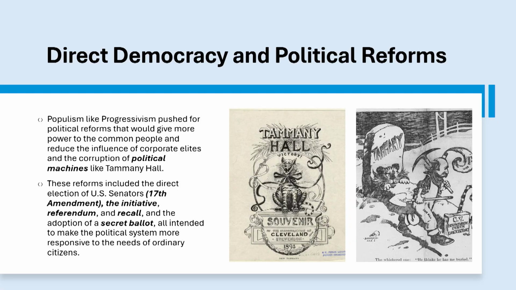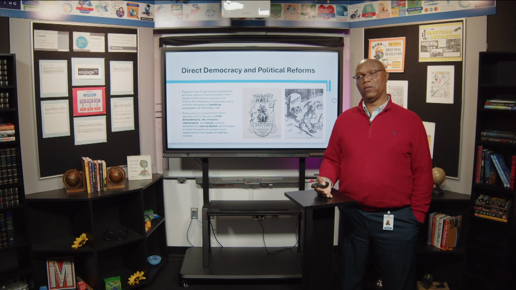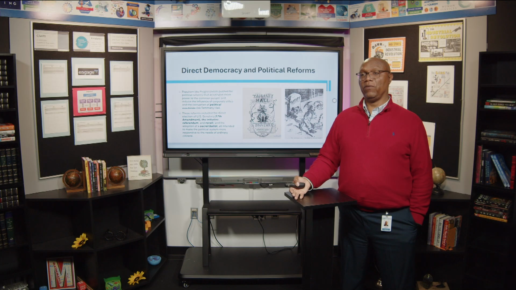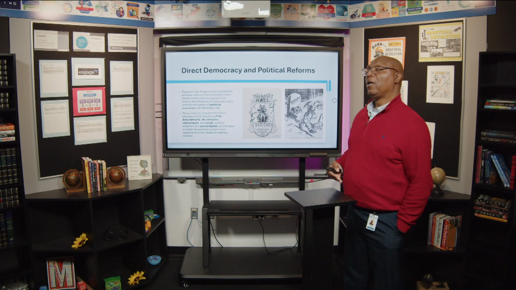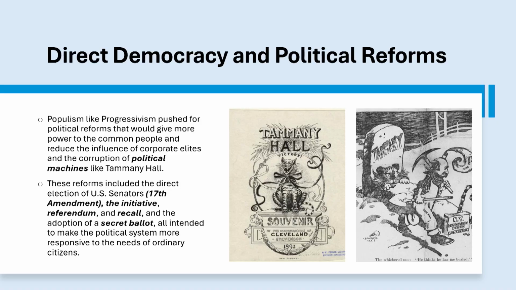Direct democracy and political reforms. One of the things that populists wanted to do was to get workers on their side also. If they got workers on their side, then workers could put pressure on the government, and the farmers could put pressure on the government, and change could happen. Populists, like progressives, pushed for political reforms that would give more power to common people and reduce the influence of corporate elites and the corruption of political machines like Tammany Hall.